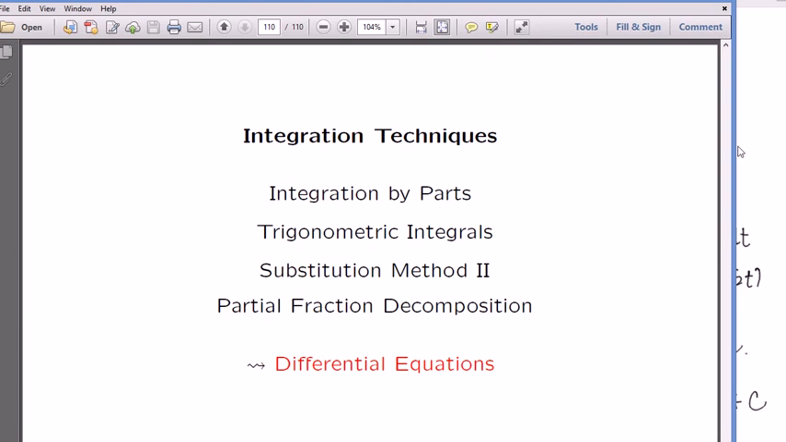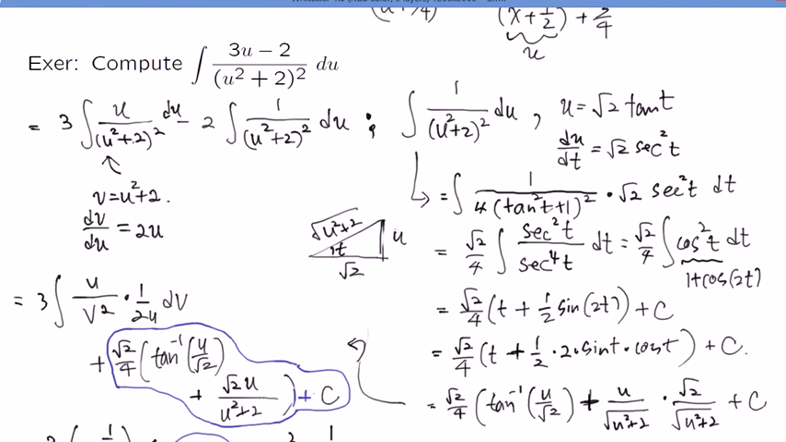All right. So that's one thing that you need to know about these integration techniques. That ends it. So geometry and physics applications, right? And here are the integration techniques. And what's next?